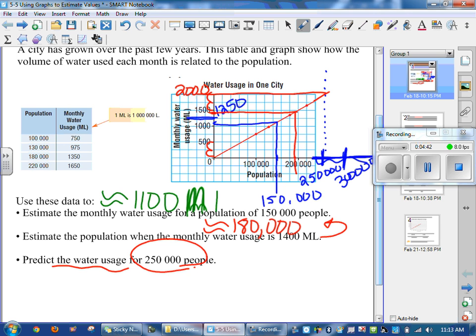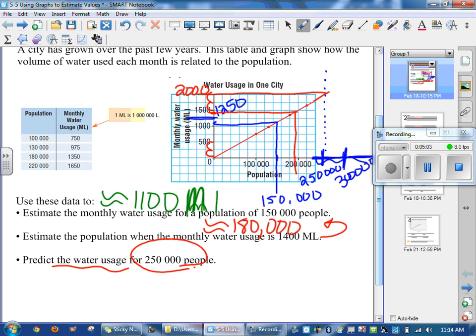Well, it's not. It is a linear relation, so you have to find the pattern of what's going on here. We're just estimating and predicting. We don't need to make exact values, okay? If we did take an exact value, it would be between 1750 and 1850. Okay, around in there. Any questions?